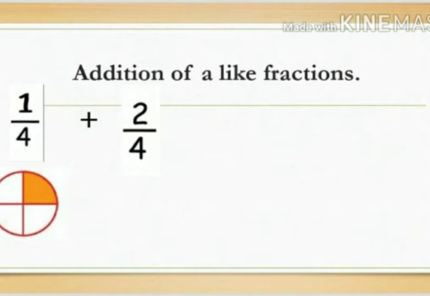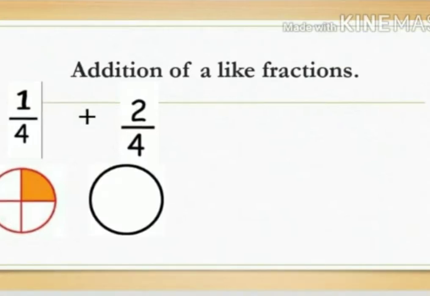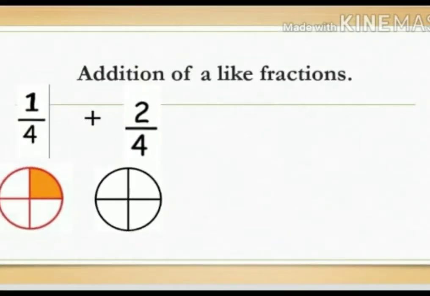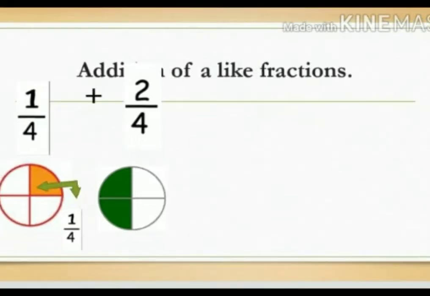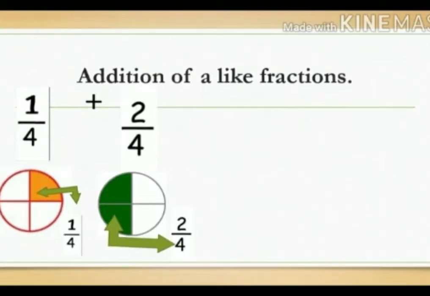And if I talk about the second circle, for that also I'll draw one more circle. Denominator is 4, so I have to divide it into 4 parts. And the condition for like fractions is also that the denominator of the fractions should be the same or equal, right? So to represent 2 by 4, we have to shade two of these equal parts, right? So this represents 1 by 4 and this one represents 2 by 4.